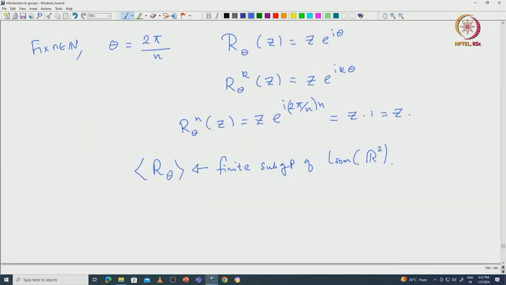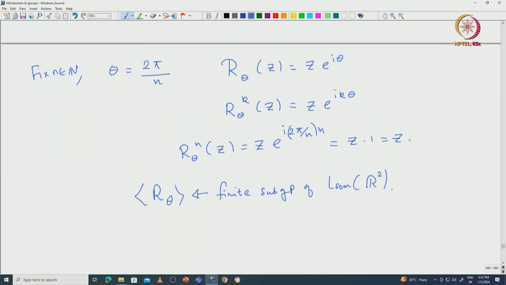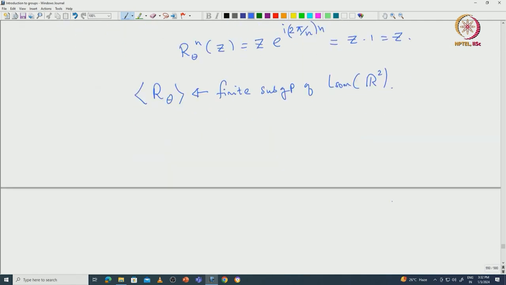Okay, so there are other important finite subgroups of isometries of R2. They are called dihedral groups. Okay, so they appear naturally as isometries of what is called the n-gon. Okay, so maybe I will talk about it in the next class. I will stop here. So we will talk about this isometries of the n-gon in the next class. Okay, thank you.